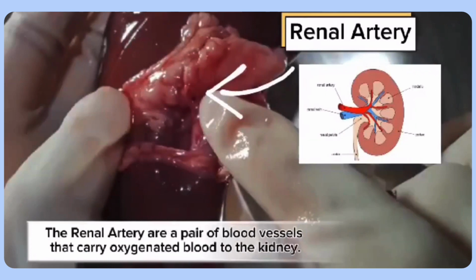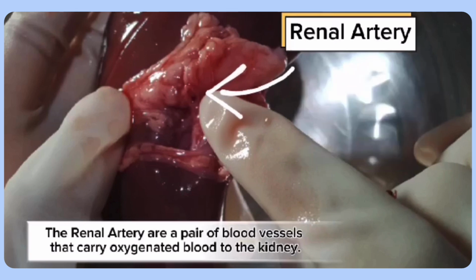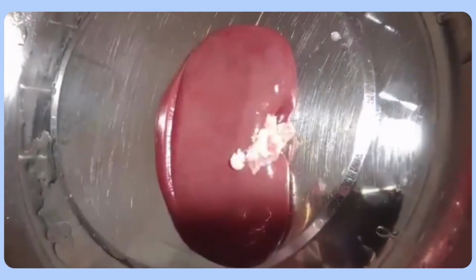The renal arteries are a pair of blood vessels that carry oxygenated blood to the kidneys. Their role in delivering oxygenated blood to the kidneys, which are responsible for filtration, waste removal, blood pressure regulation, and hormone production, is vital for maintaining overall bodily function.